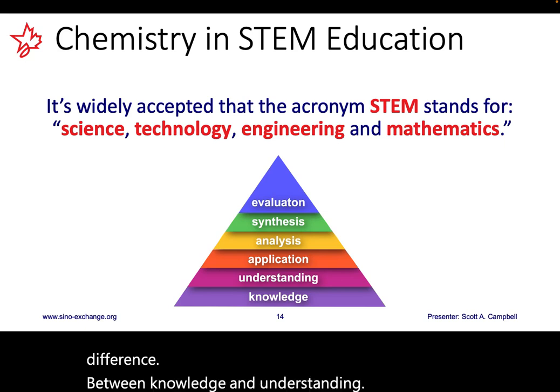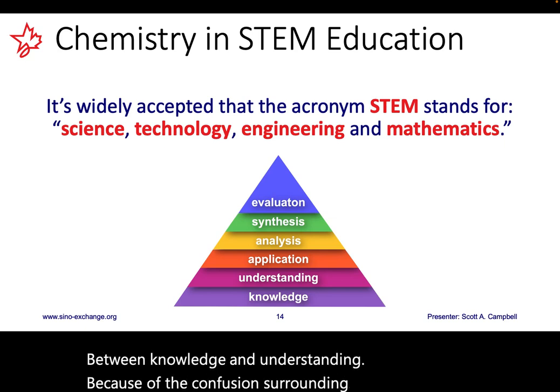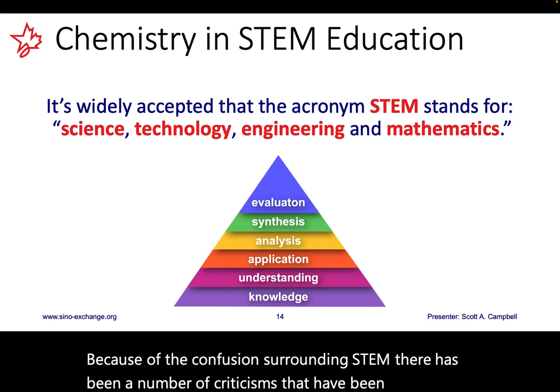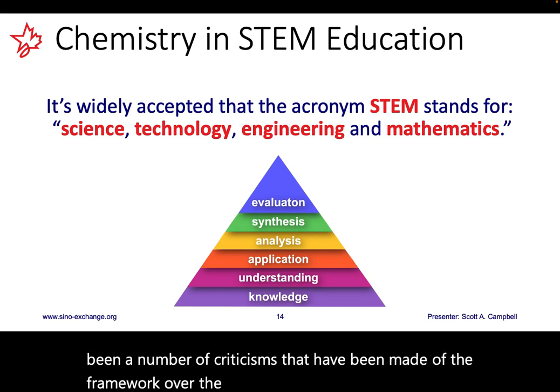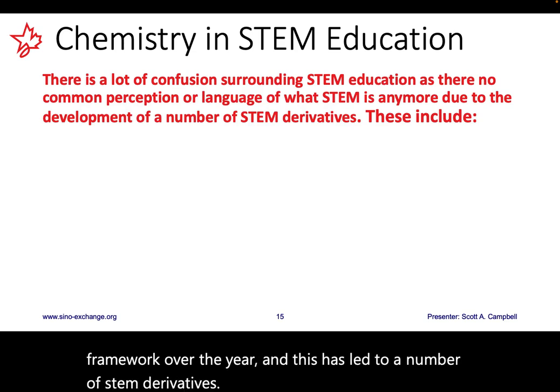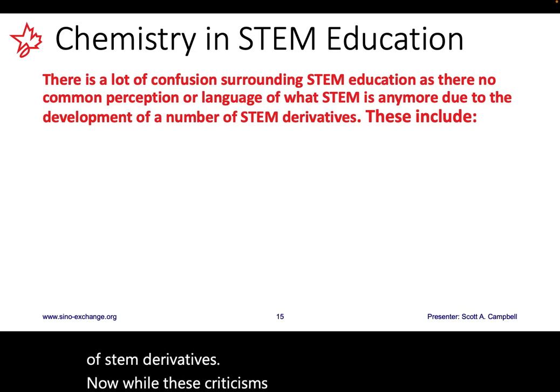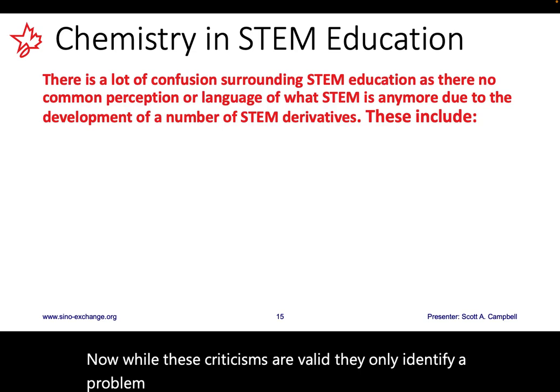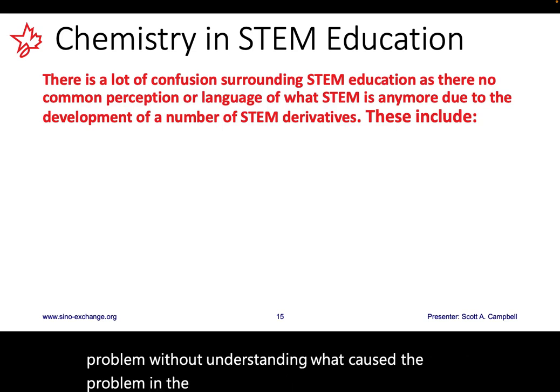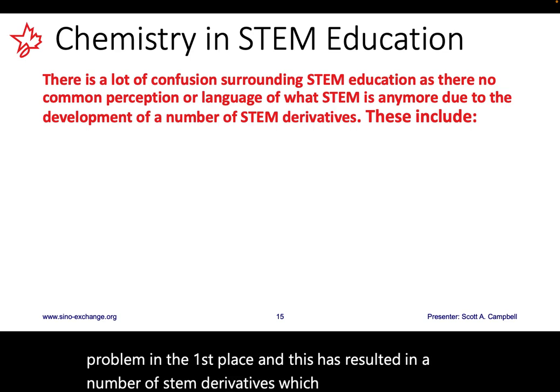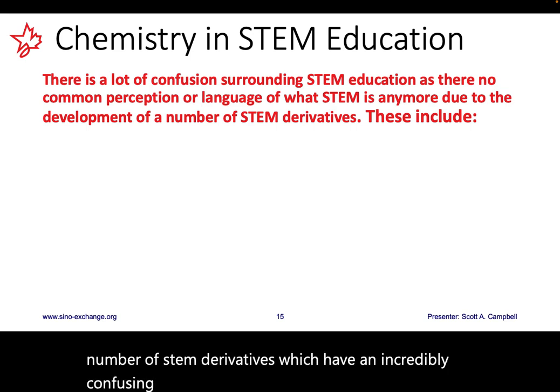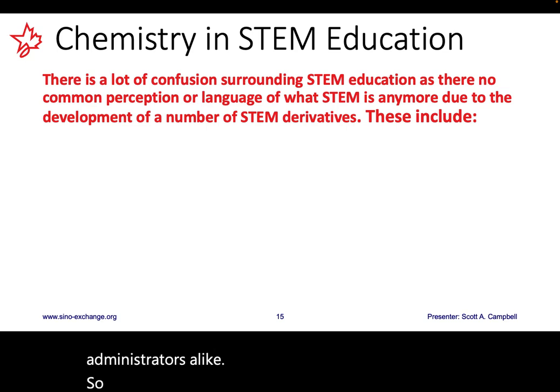Now, because of the confusion surrounding STEM, there has been a number of criticisms that have been made of the framework over the years. And this has led to a number of STEM derivatives. Now, while these criticisms are valid, they only identify a problem without understanding what caused the problem in the first place. And this has resulted in a number of STEM derivatives which have created an incredibly confusing landscape for educators and administrators alike. So let's look at some of these acronyms.